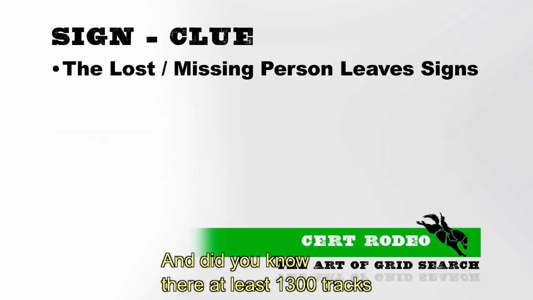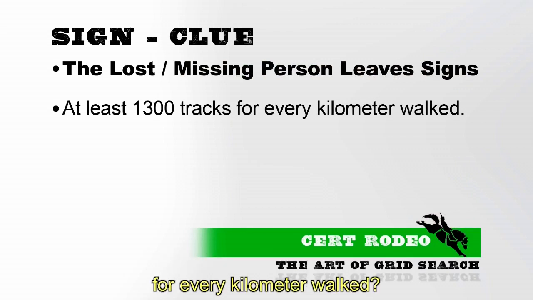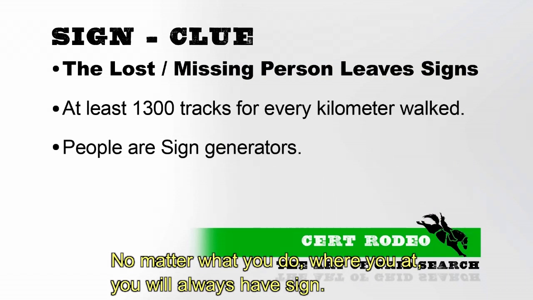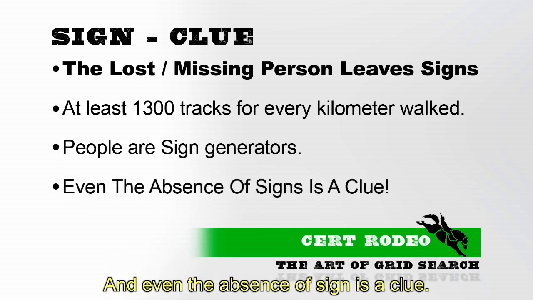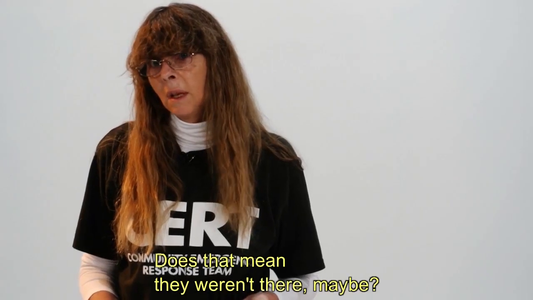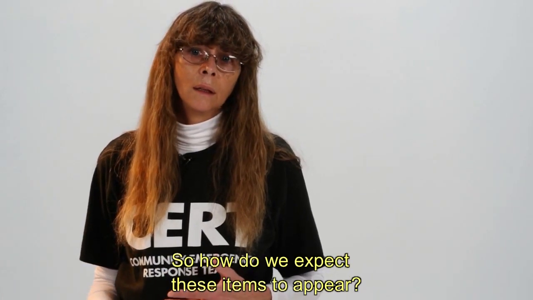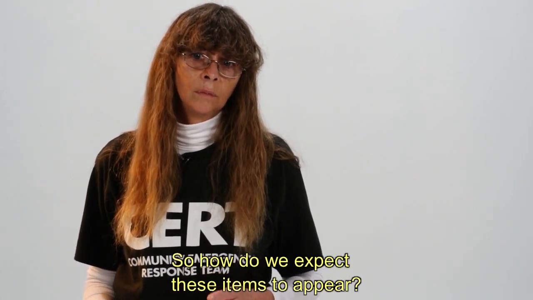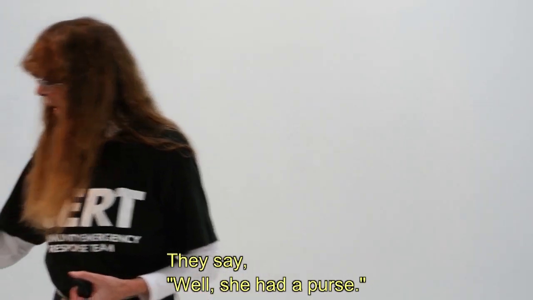And did you know that there are at least 1,300 tracks for every kilometer walked? No matter what you do, where you're at, you will always have sign. And even this absence of sign is a clue. What does that mean? Does that mean they weren't there, maybe? So how do we expect these items to appear? Oh, you say, well, here's the purse. I say, well, she had a purse.